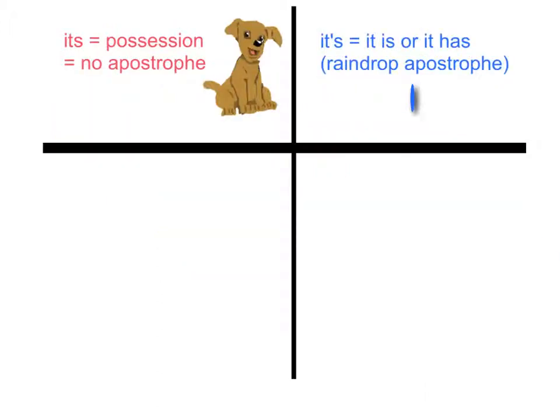Let's try a sample sentence. Its cord is broken. Now we need to decide whether or not we need an apostrophe. So we'll put the sentence right here because we don't know whether it goes in this column, because it's like the dog that tries to make the apostrophe disappear, or if it's like this column where it needs a raindrop apostrophe. If the sentence belongs in the right-hand column, then we said that it needs a raindrop apostrophe if it means it is or it has.